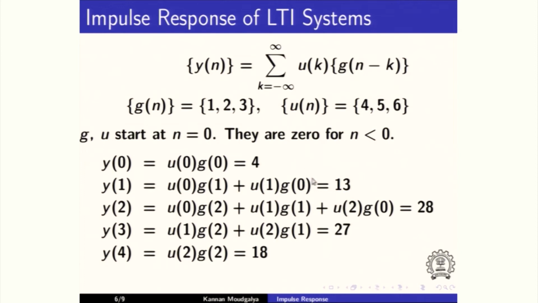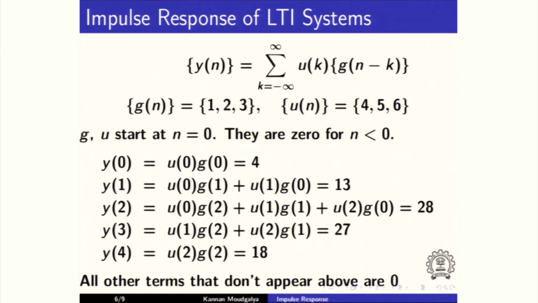So we have extensively used this formula, the rule that we used, namely sum of these two arguments you should get the argument on the left hand side. All the terms that do not appear above are 0. We calculated for values from y0 to y4, all other terms are 0. So we do not have to consider them.